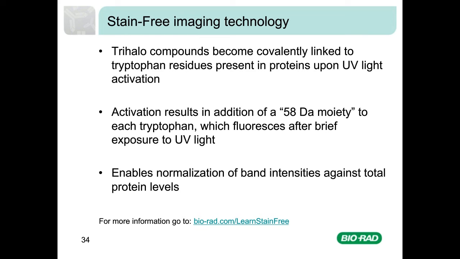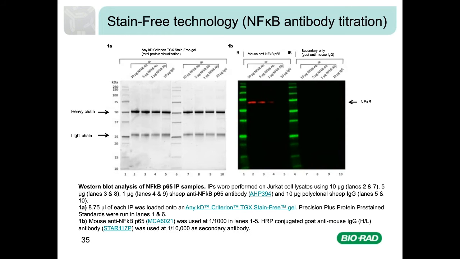This gel is the same NF-kappa B p65 IP experiment I showed you on slide 29 when we were discussing IP antibody titrations. In addition to the Western blot data we reviewed earlier, this slide also displays the matching stain-free gel image. This image clearly shows the IgG heavy and light chains of the sheep anti-NF-kappa B IgG antibody used for the IP.